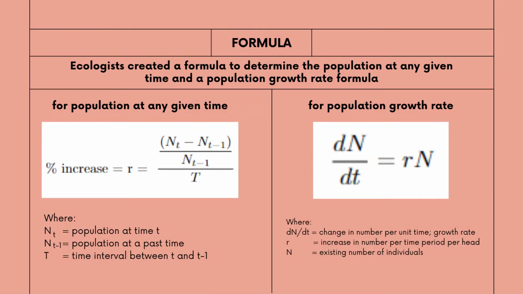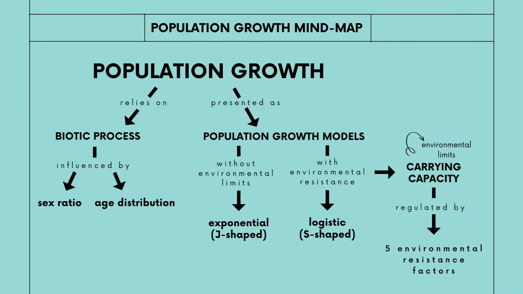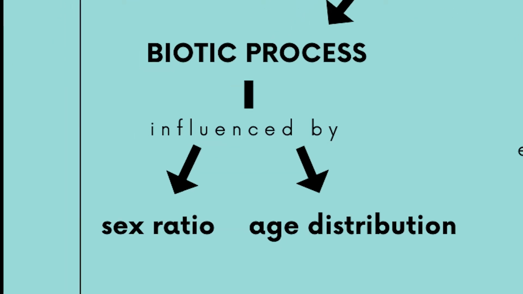Ecologists created a formula to determine the population at any given time and the population growth rate formula as presented on the screen. Population growth is the increase of individuals in a population depending on their biotic potential. This is the property of a species to reproduce. It is influenced by the sex ratio and age distribution.